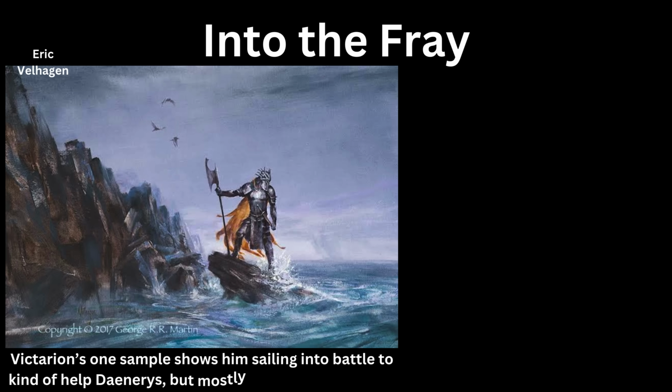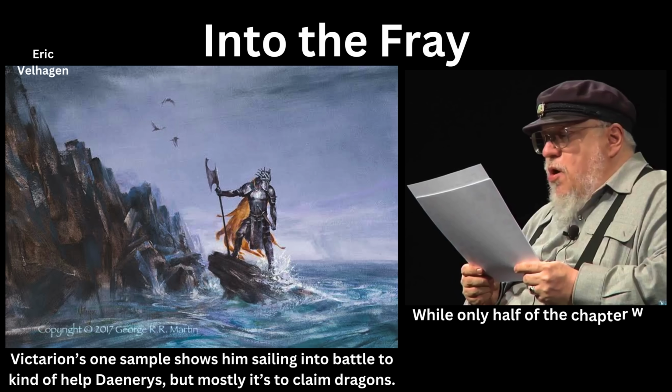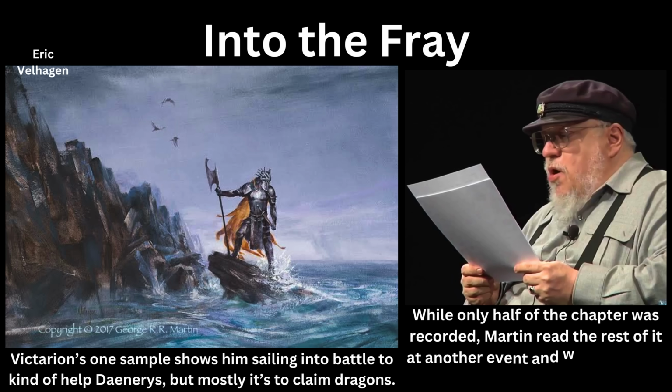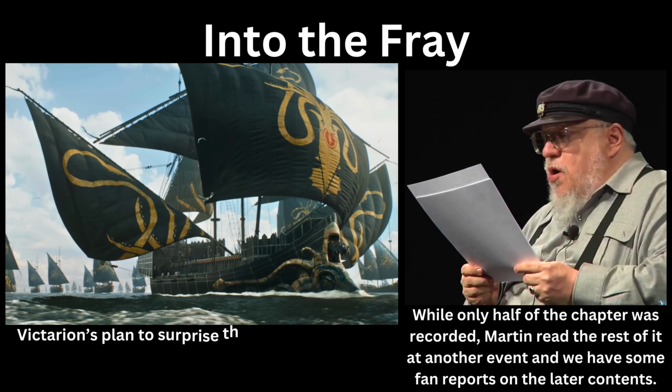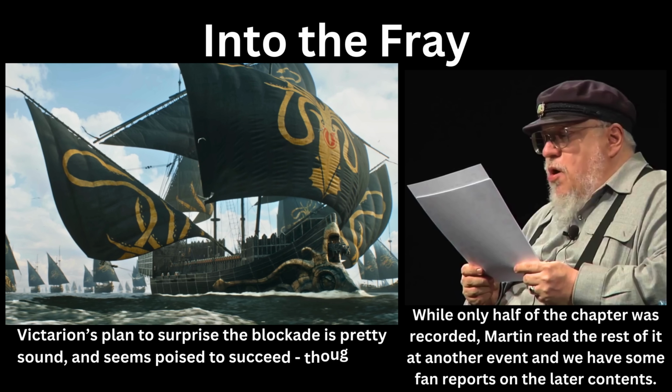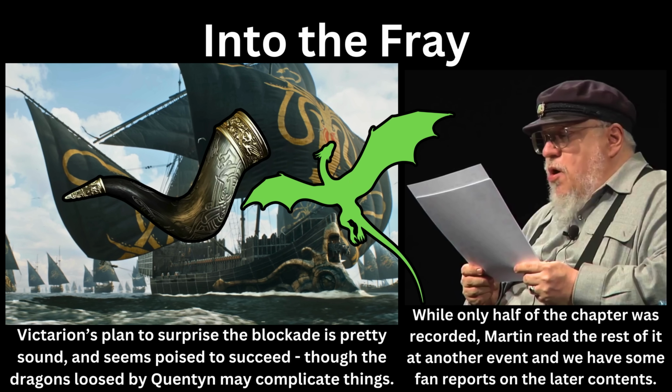It's very fun to listen to, but it is only half the chapter, and it is this kind of preparation for Victarion entering the battle. We hear the plan of having these ships look as though they're just merchant ships, prey for the fleet that is currently blockading Meereen, and then once they board those ships, they'll be taken by the Ironborn fully, while Victarion is focusing on blowing this dragon horn and maybe binding a dragon to his will, or Euron's.